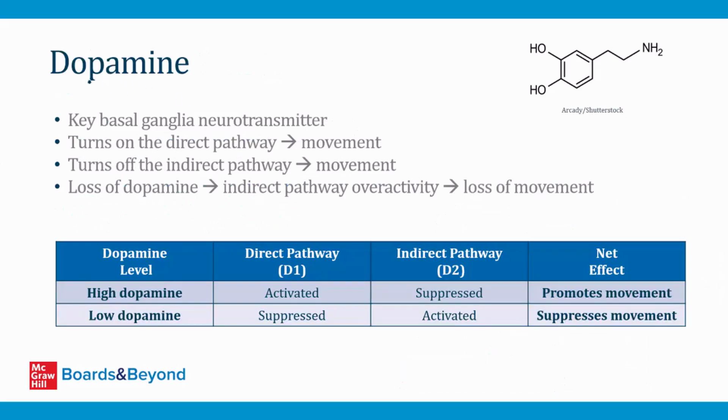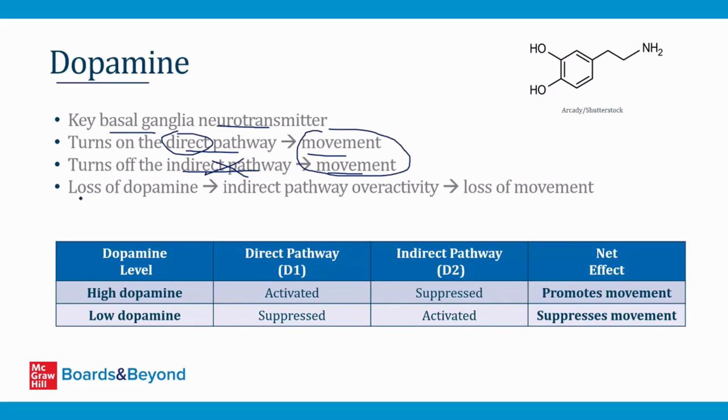And so that's a nice segue into talking about dopamine. Dopamine is a key neurotransmitter for the basal ganglia. It can turn on the direct pathway and amplify it, and that leads to movement. It also turns off the indirect pathway, which in turn leads to movement. So the bottom line is that dopamine shuts down the indirect pathway, activates the direct pathway, and both of these effects together lead to the generation of movement.